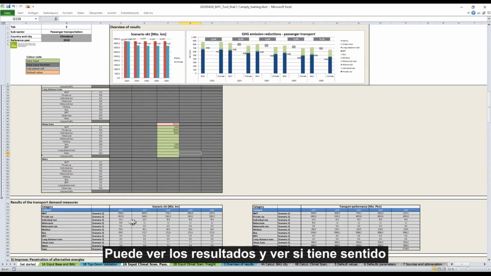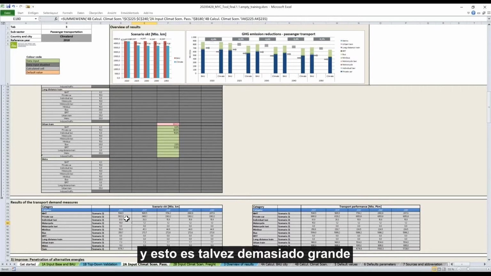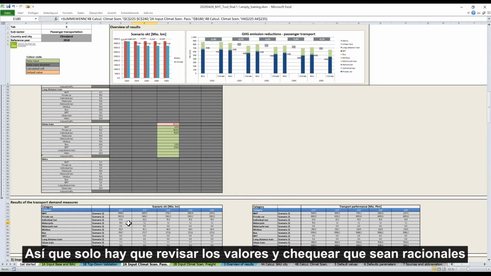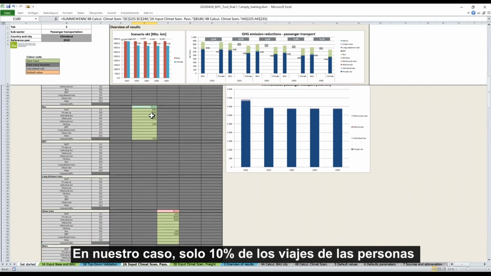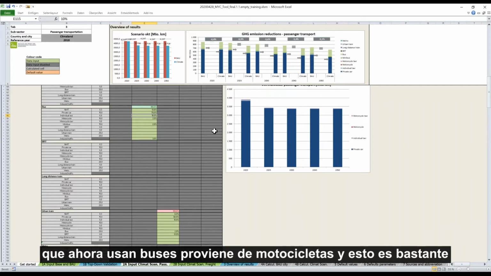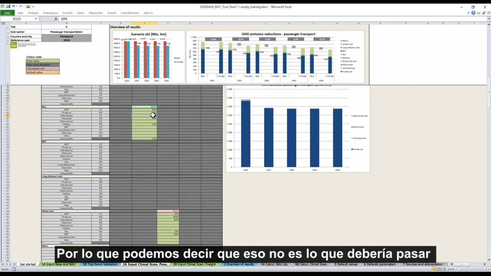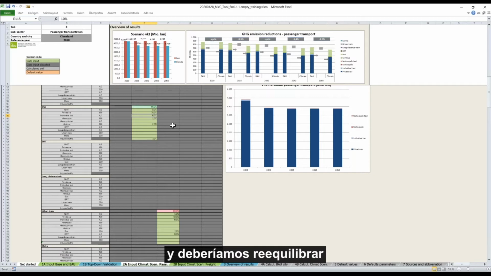You can check the results afterward and ask yourself if it makes sense. For example, here it's quite a big step from 15 to 1.2. That would be maybe too big, actually. So just review your values a bit and check if it's rational. In our case, just 10% of the trips of the persons that are now in the bus were previously motorcycle drivers, and that already makes quite a lot. So you may say that cannot happen, and we kind of re-equilibrate. Of course, it's not a perfect science.